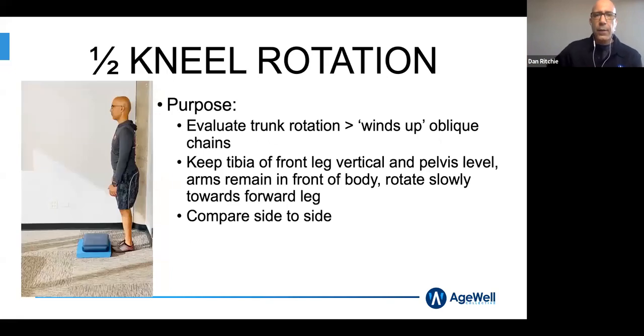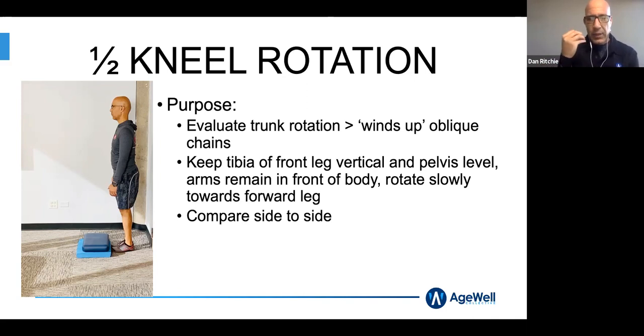Now, love this assessment here. Not every client can do it, but it's really an awesome assessment. The purpose is to evaluate trunk rotation. It winds up the oblique chains. You'll see by the position of my body as well as my arms, it will wind up the oblique chains. Now, the setup is very important, which is why it's not great for every client.